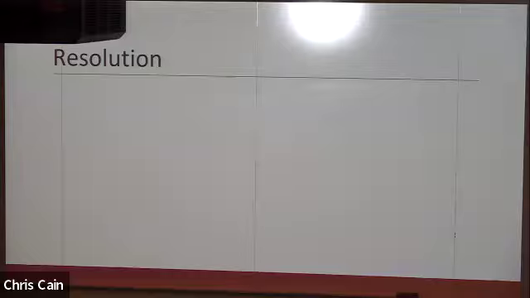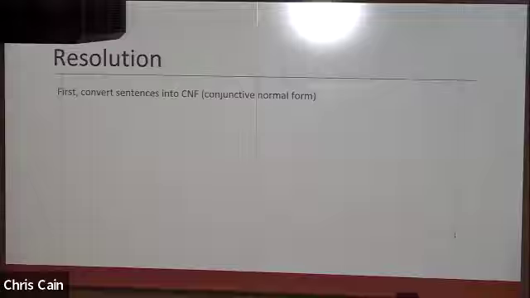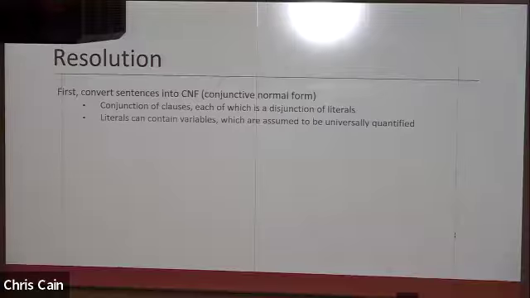So resolution, this one's my favorite. First task is to convert all of your sentences into conjunctive normal form. And conjunctive normal form just says that we have ands of a bunch of or clauses. So a conjunction of clauses, this and this and this and this, where each this can be things ored together. So a conjunction of disjunctions, if that makes sense.